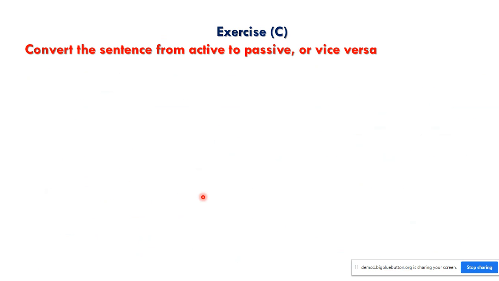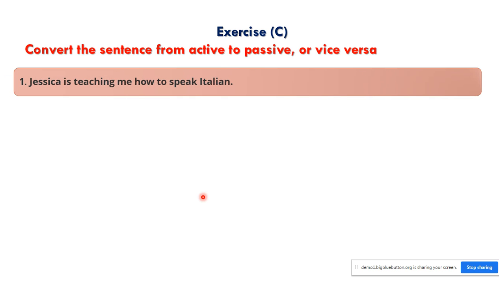Exercise C. Convert the sentence from active to passive, or vice versa, accordingly. If you find the sentence is active, convert it into passive. If it is passive, convert it into active.